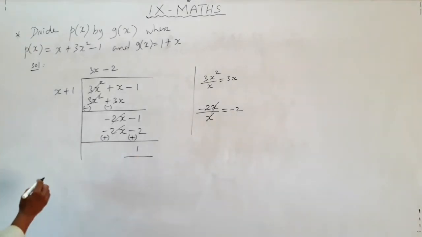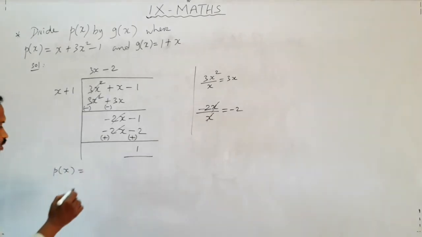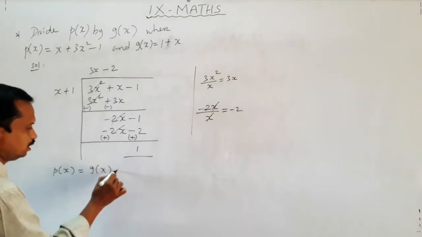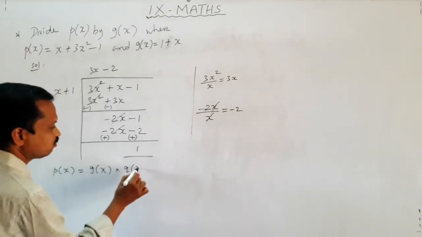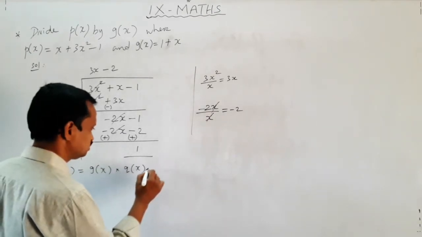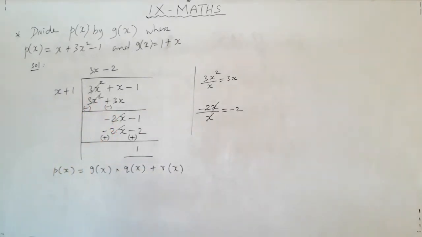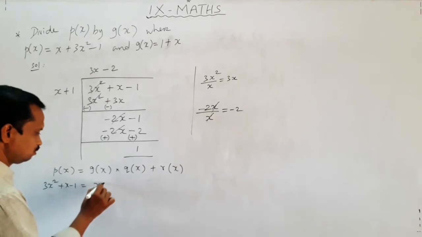So you can write what? P of x is equal to g of x, the divisor, into the quotient q of x. We can name it small q for quotient, plus r of x, the remainder. Small r refers to the remainder. So p of x is 3x square plus x minus 1, and g of x is nothing but x plus 1.